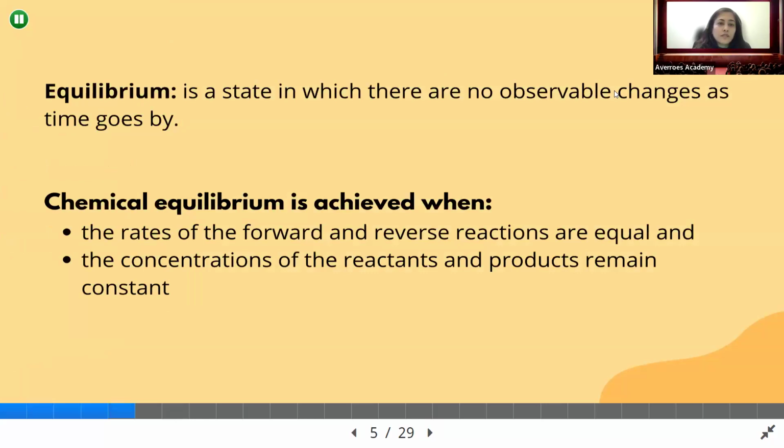Equilibrium, by definition, is a state in which there are no observable changes as time goes by. So chemical equilibrium specifically is achieved when the rates of the forward and reverse chemical reactions are equal and the concentrations of the reactants and products remain constant. They don't change.